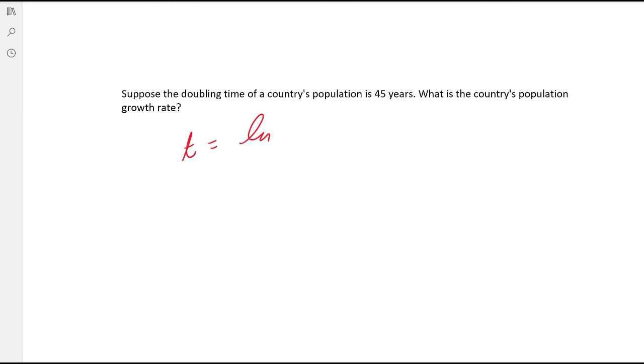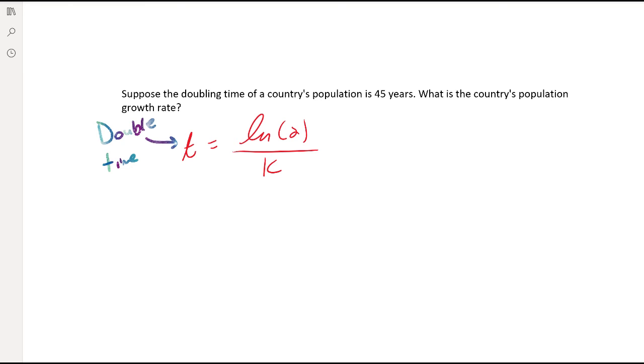T is equal to the natural log of 2 divided by k, where t represents doubling time. How long it takes an exponential model to double its initial amount.